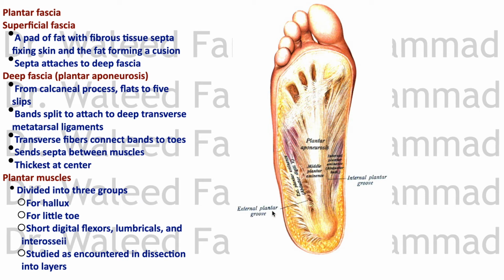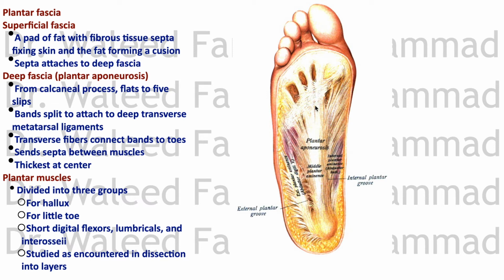It's like a cushion. The deep fascia, which is the plantar aponeurosis, arises from the calcaneal process and fans out, as you can see here. It's going to the metatarsophalangeal joints and the deep transverse metatarsal ligament between the metatarsophalangeal joints. It has some transverse fibers that connect the slips together and sends septa between the muscles of the foot, and it is very thick at the center of the plantar aponeurosis.